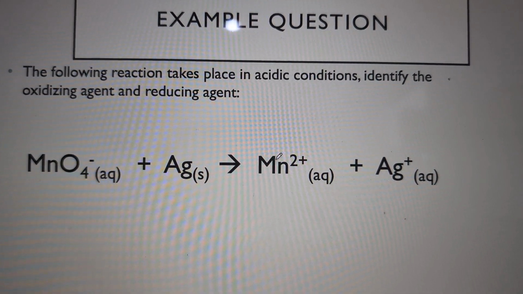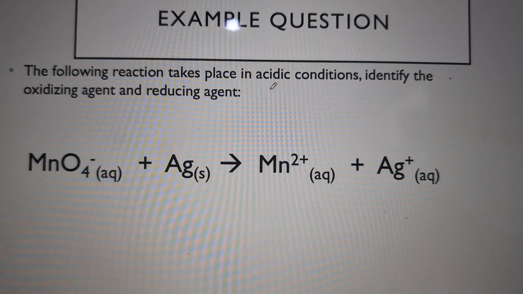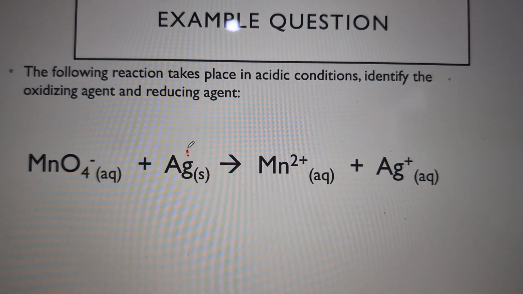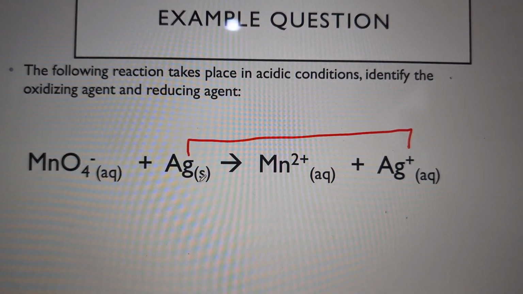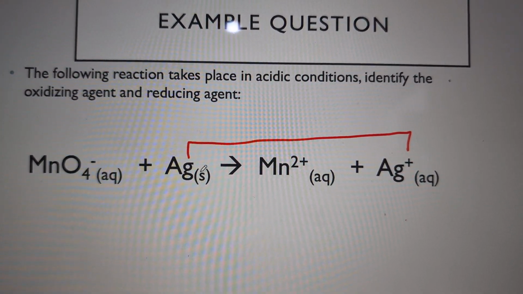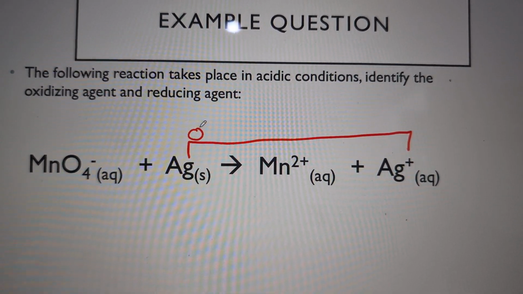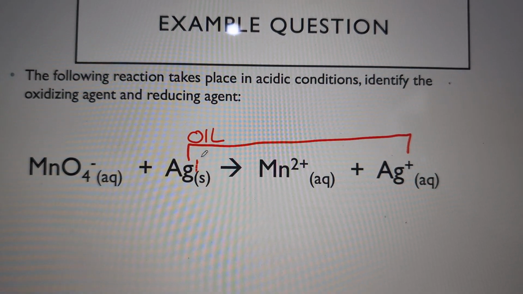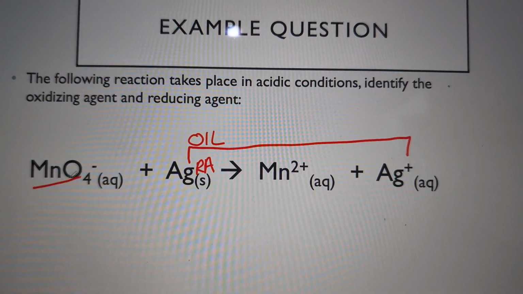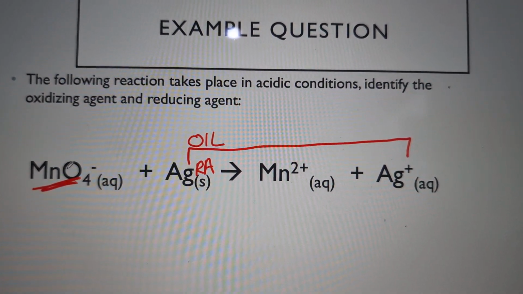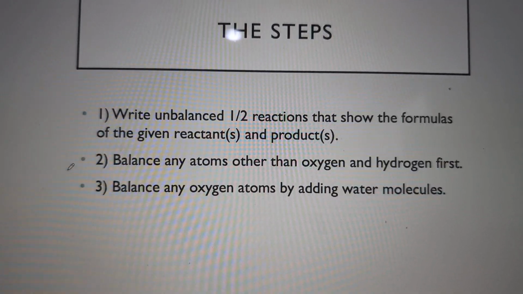So this first part is asking you to identify the oxidizing agent and the reducing agent. Now we can take a peek and see what's happening to Ag. We have our silver solid and it's turning into silver positive, the ion. So if that's happening, there's a loss of electrons, so I'll say OIL, and I would know silver is my reducing agent. It's harder to tell what's going on with MnO4 negative, but we have a way to still balance this out. So we'll just move on from here.